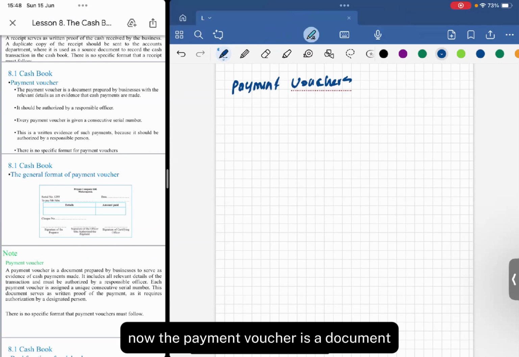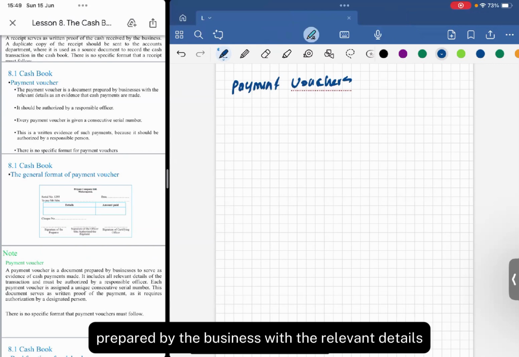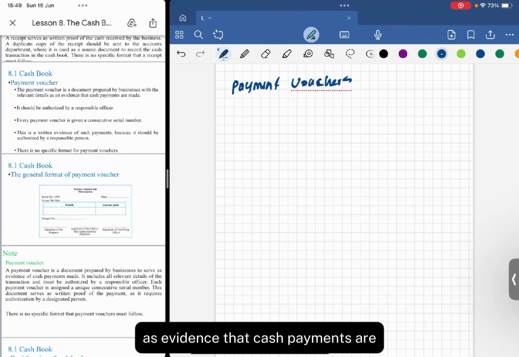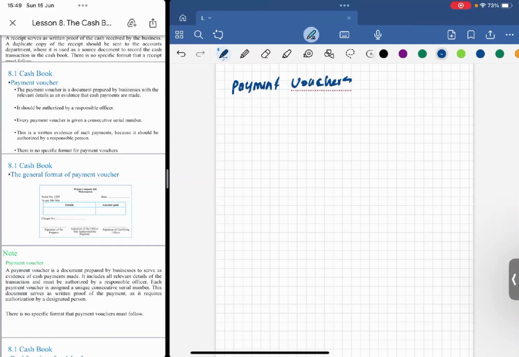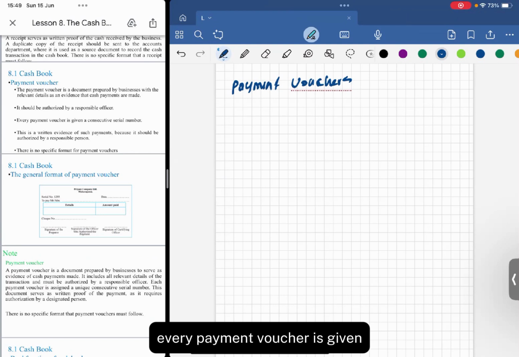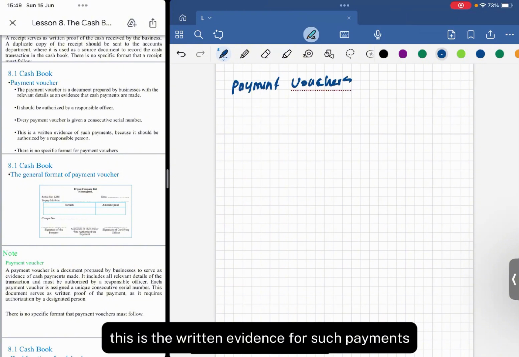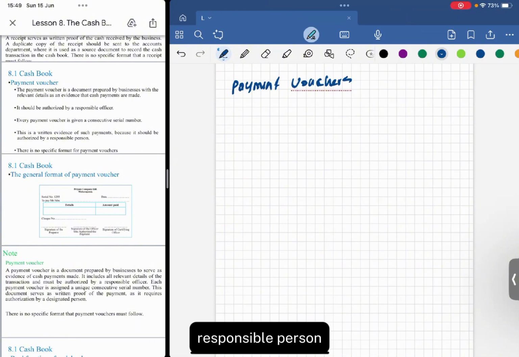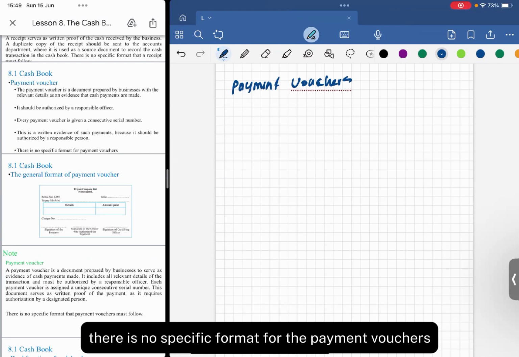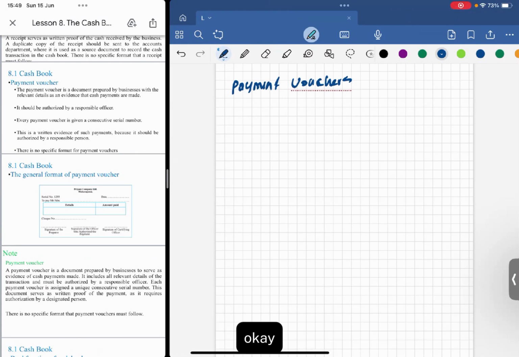Now, the payment voucher is a document prepared by the business with the relevant details as evidence that cash payments are made. It should be authorized by a responsible officer. Every payment voucher is given a consecutive serial number. This is the written evidence for such payments because it should be authorized by a responsible person. There is no specific format for the payment vouchers.